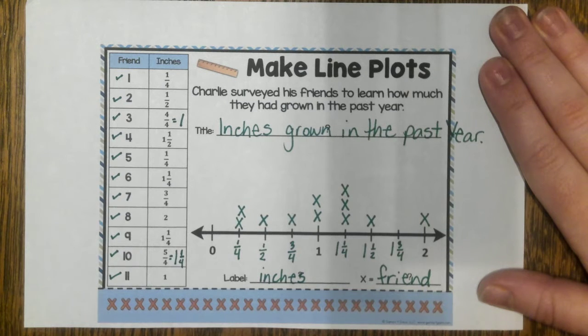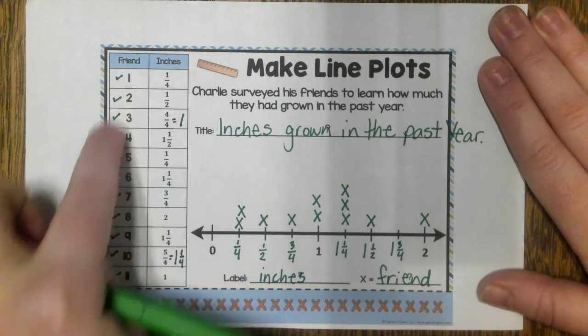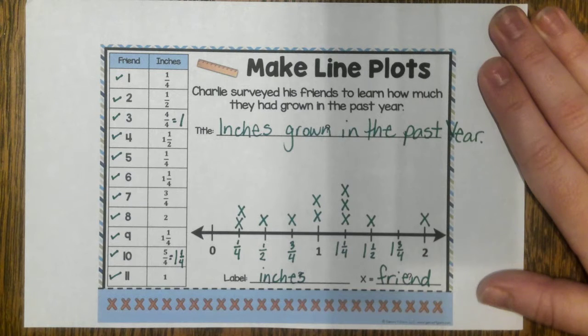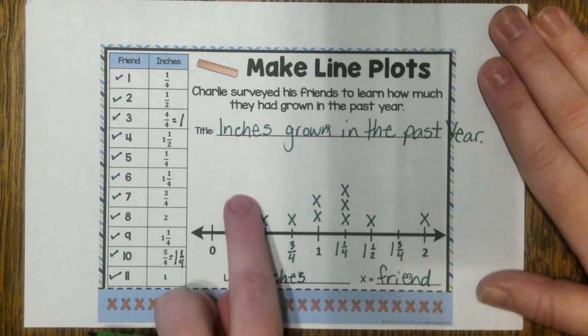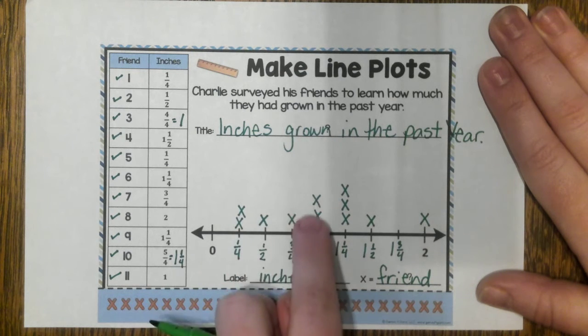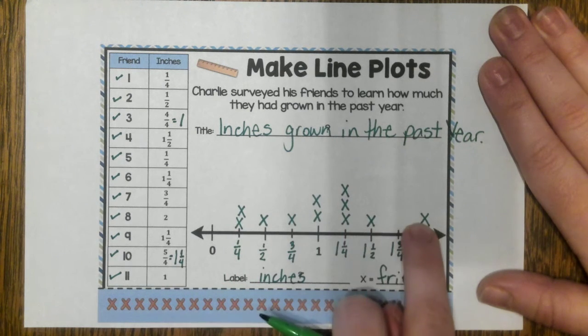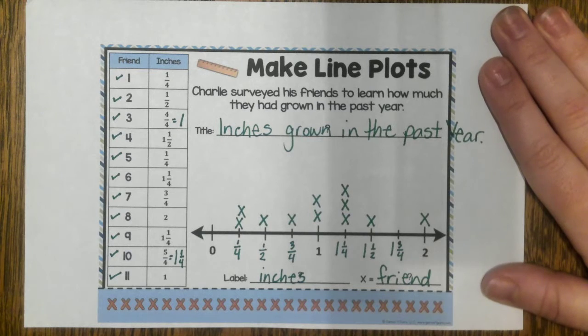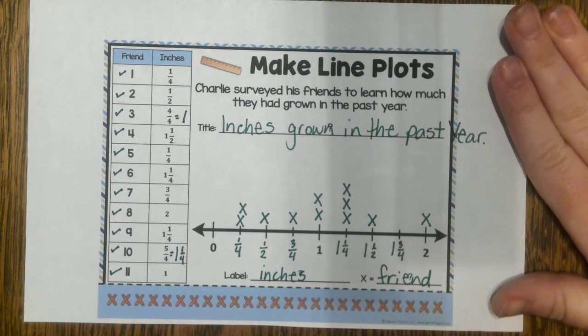Now to check myself, I'm going to make sure that I have 11 X's because I put my data down for 11 friends. 1, 2, 3, 4, 5, 6, 7, 8, 9, 10, 11. Awesome! That's it. Now I have my line plot.